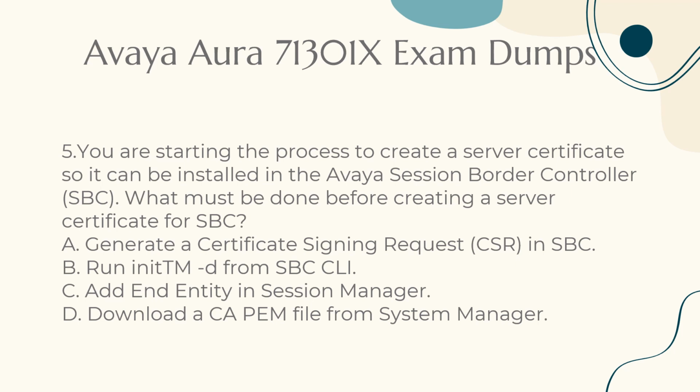5. You are starting the process to create a server certificate so it can be installed in the Avaya Session Border Controller (SBC). What must be done before creating a server certificate for SBC? A. Generate a certificate signing request (CSR) in SBC. B. Run init TMD from SBC CLI. C. Add end entity in Session Manager. D. Download ACA PEM file from System Manager.